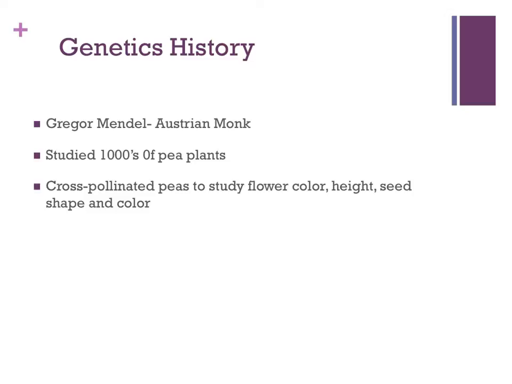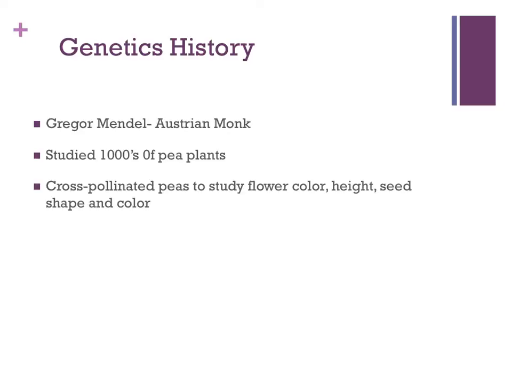Here's the great thing about pea plants. Pea plants, they like to self-fertilize. So it was pretty easy to get them to mate. The second thing is all of their traits are an either-or situation. They're either purple or white. Their seeds are round or wrinkled. They're either tall or short. There's no in-betweens.